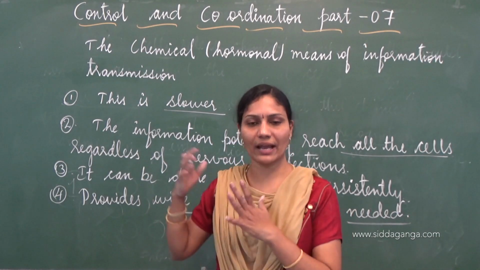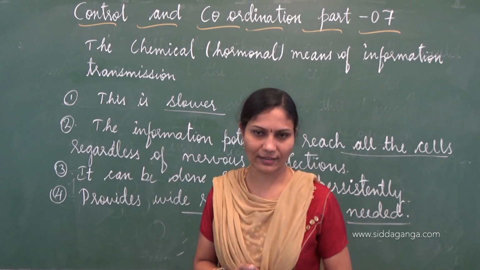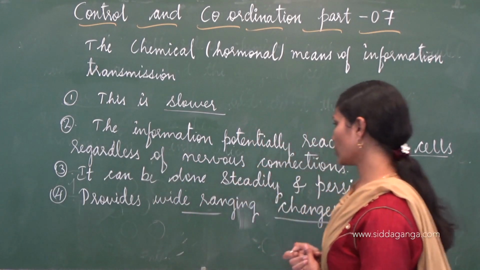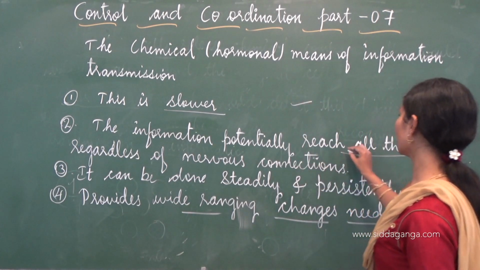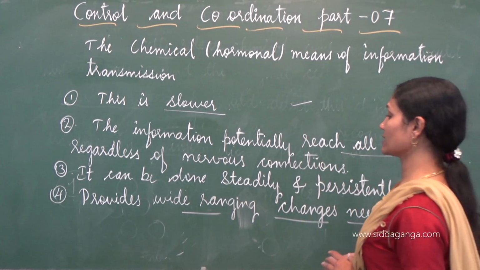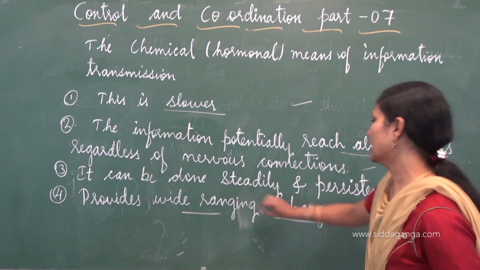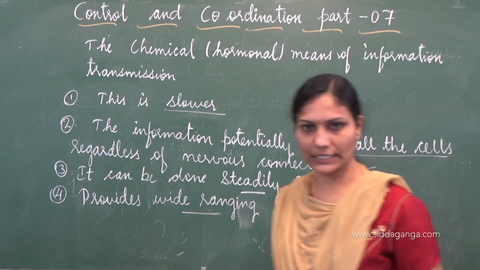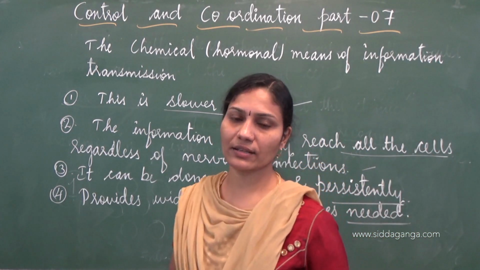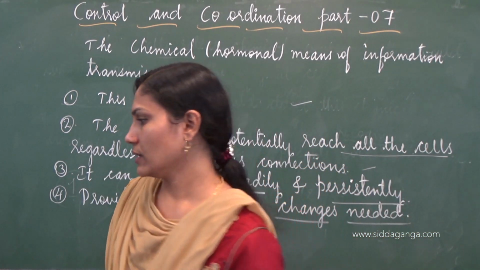Both the nervous system and the endocrine system work together in this case, so they provide the wide range of changes needed. This is quite slower, but the information can potentially reach all the cells regardless of nervous connections, and can be done steadily and persistently. This is what is important. So let's understand this with respect to plants.